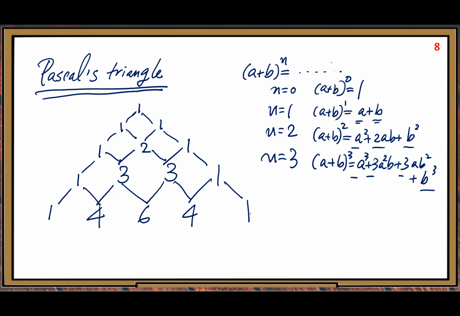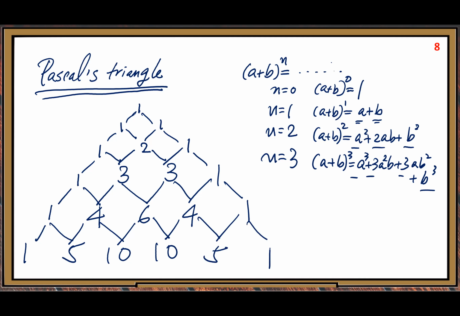That's the example I used in the previous slide. If you go to another level: 1, 5, 10, 10, 5, 1. This level corresponds to n equals 5. So these coefficients correspond to a plus b to the 5th. How about that?